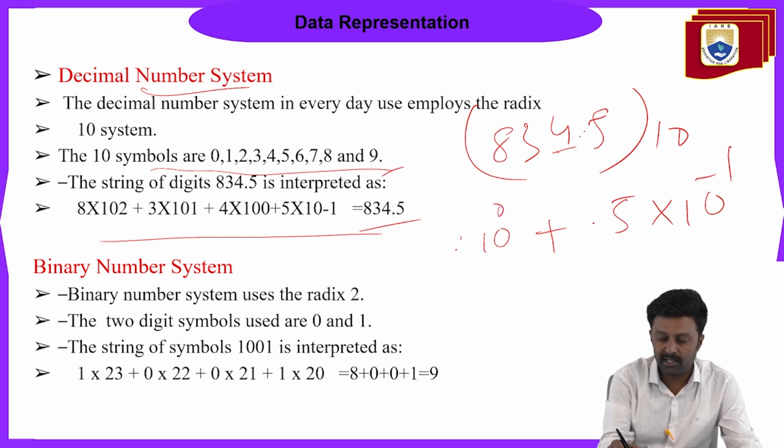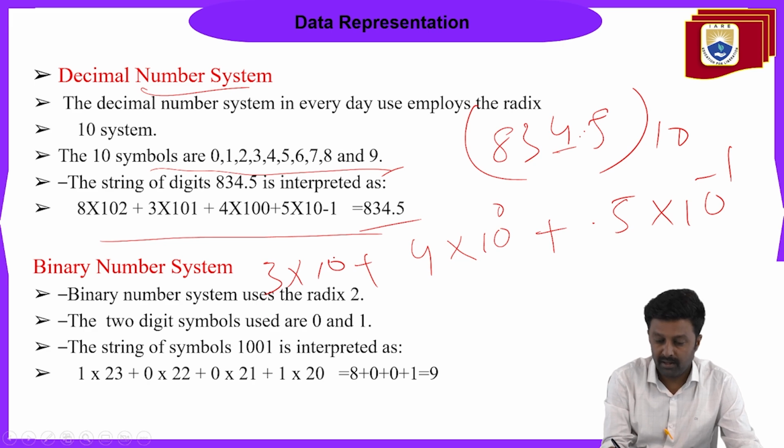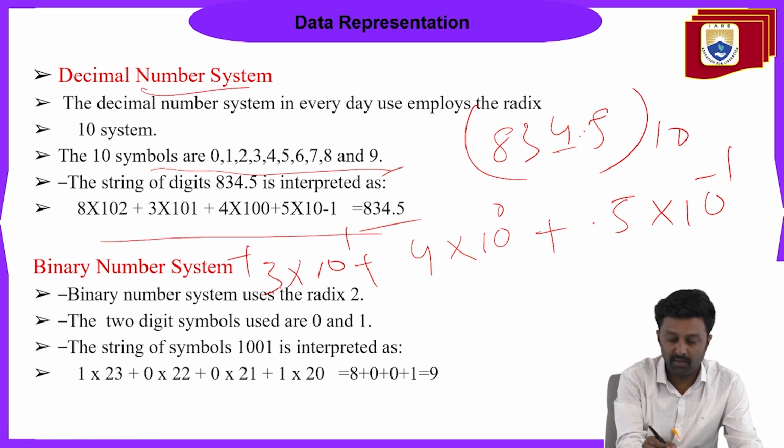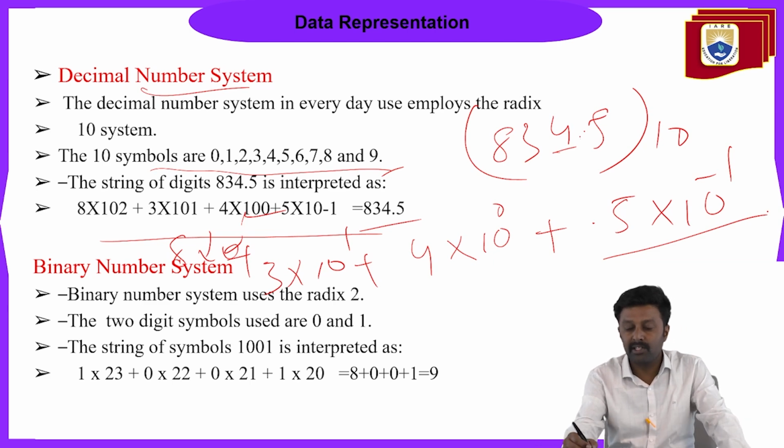So whatever number is there, we have to write that number. So 4 into 10 to the power of 0. Then the next number is 3, so 3 into 10 to the power of 1. Then 8 into 10 to the power of 2. So in the decimal number system, after the decimal point, whatever the number is, we take that number and multiply it with 10 to the power of minus 1.